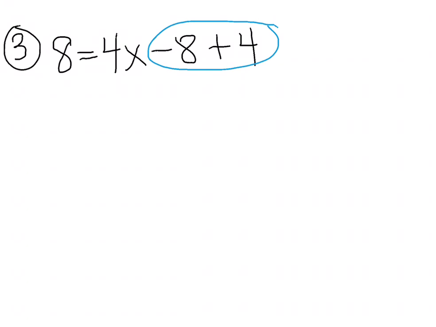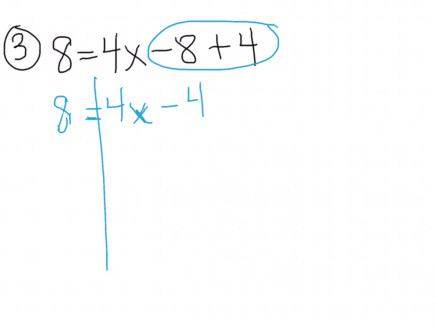So negative 8 plus 4, since they're opposite signs, remember your integer rules. Y'all have calculators in 8th grade, so you can just type it into the calculator, negative 8 plus positive 4, and you're going to get negative 4. So now we have 8 equals 4x minus 4. Okay, I like to draw my line.